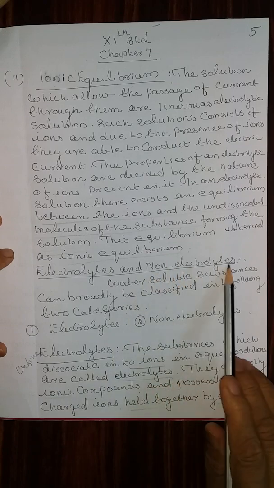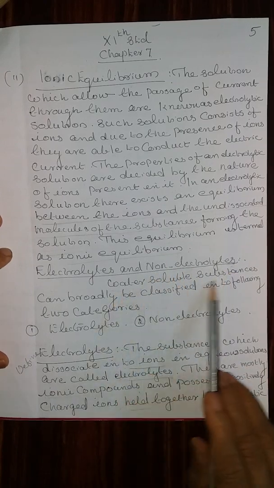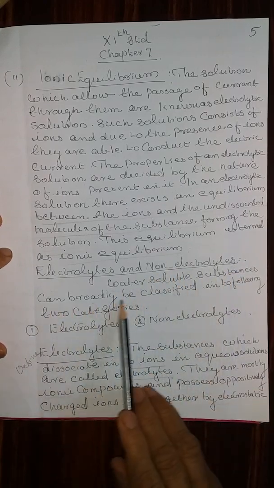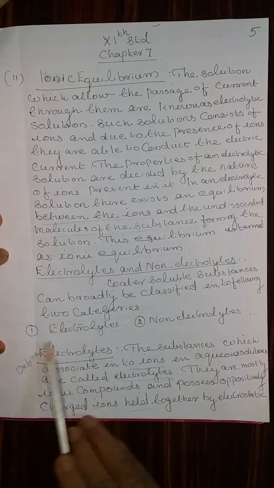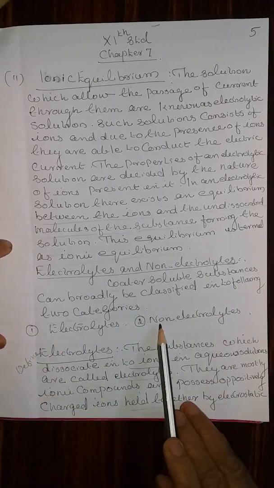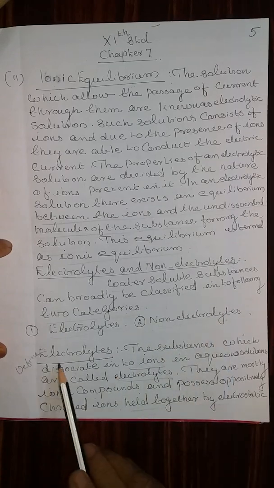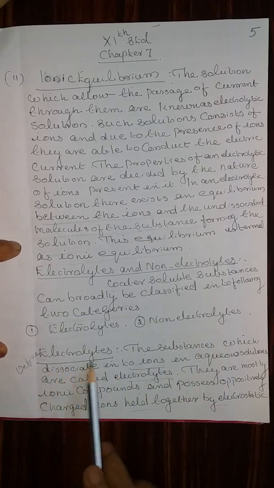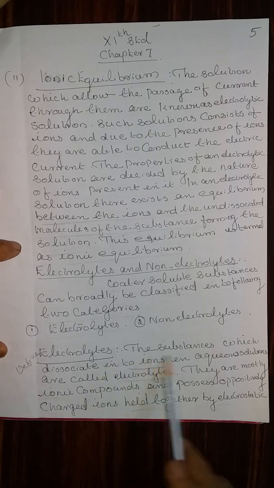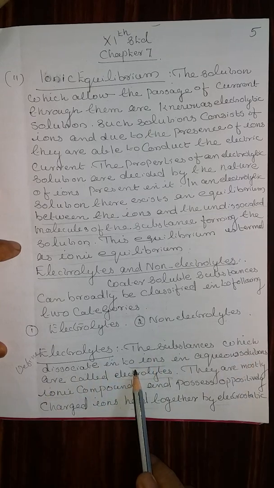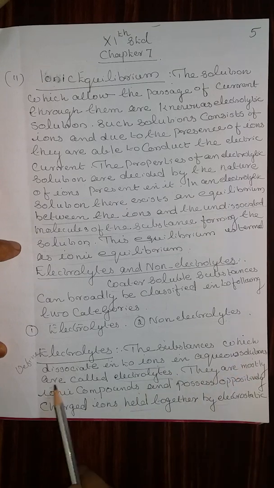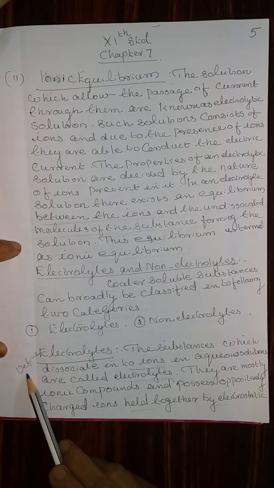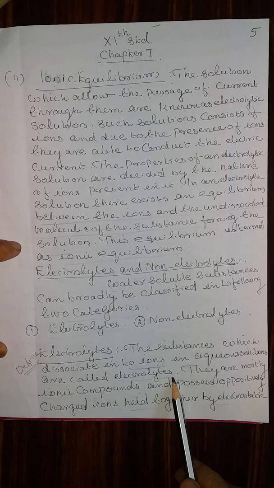Electrolytes and non-electrolytes. Water-soluble substances can broadly be classified into the following two categories: 1. Electrolytes. 2. Non-electrolytes. Now, let us see what is meant by electrolytes. The substances which dissociate into ions in an aqueous solution are called electrolytes. Define what is meant by electrolytes.